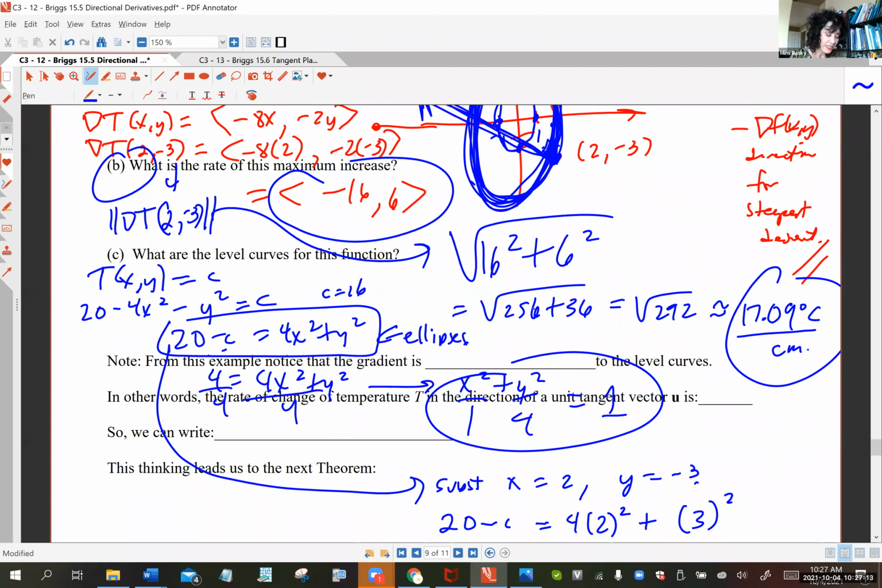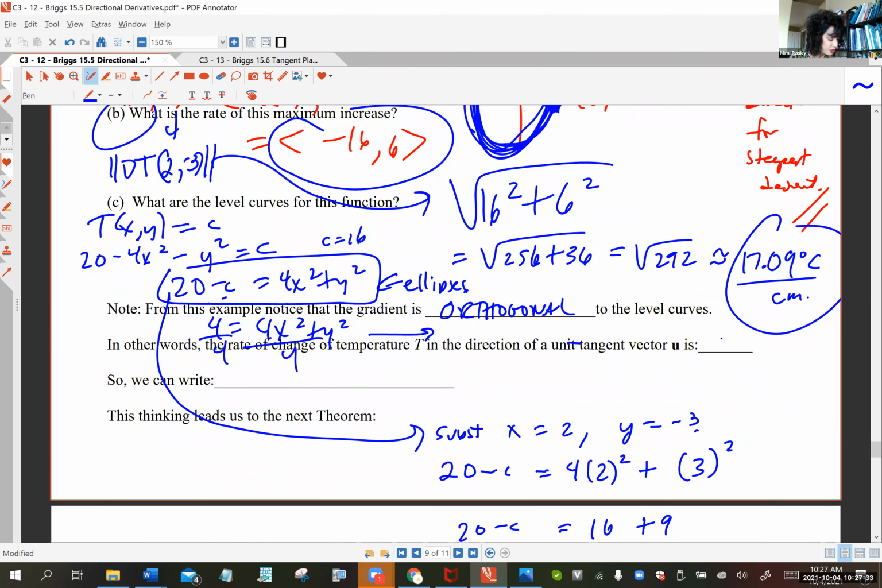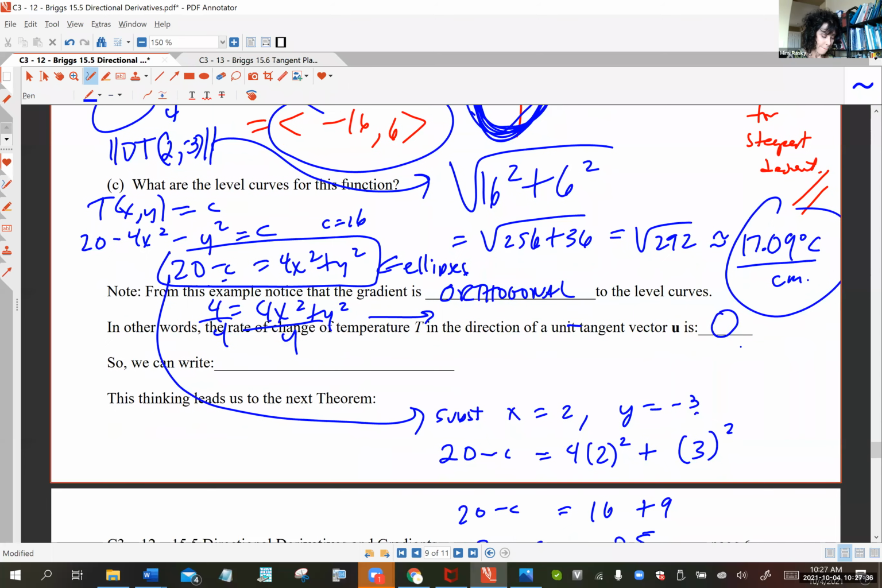So what are we saying? From this example, notice that the gradient is, and you're going to fill in this blank in your course reader, orthogonal to the level curves. In other words, the rate of change of temperature in the direction of a unit tangent vector. So if you were going along a tangent vector to your level curve, you wouldn't change your temperature. It would be 0. So what we can say is that the dot product of our gradient with some tangent vector, say u, would be 0, because you wouldn't be changing at all.